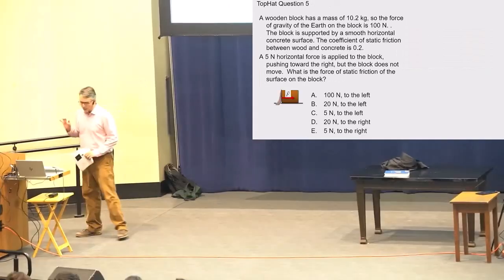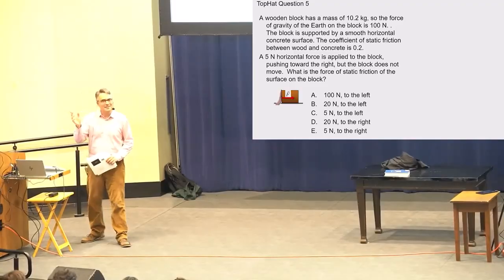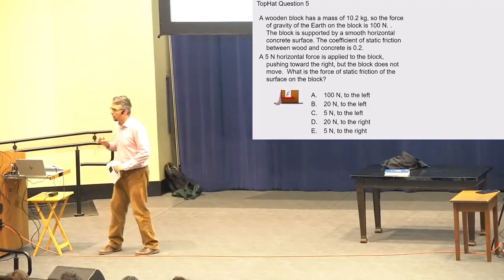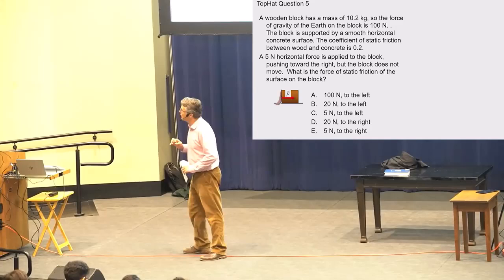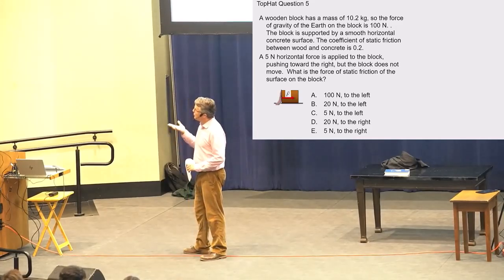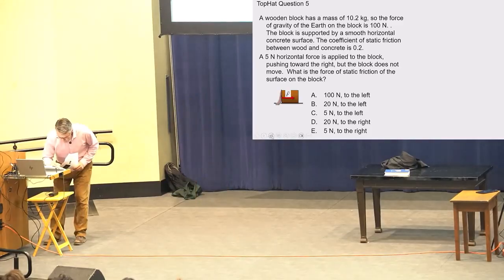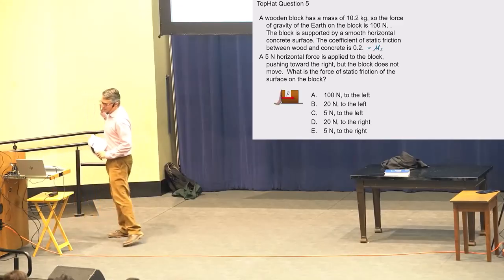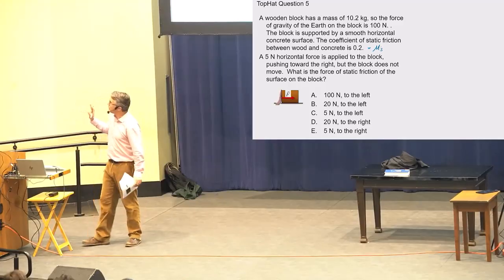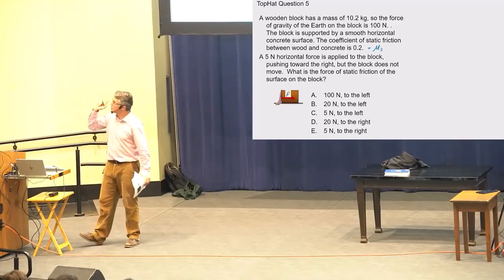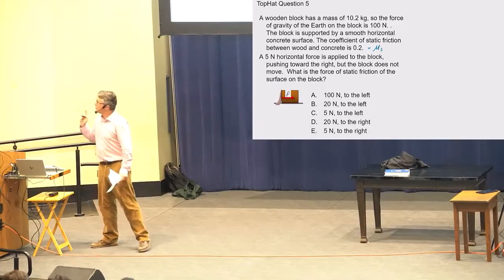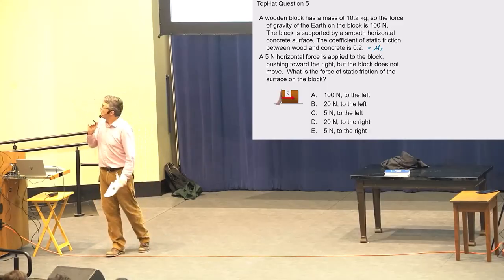It self-adjusts. Again, you've got a wooden block. It's the same thing. It's a 100 newton weight block, so its mass is 10.2 kilograms, conveniently. And it's on a smooth, horizontal, concrete surface. And now you know that the coefficient of static friction is equal to 0.2, which is about twice as big as the coefficient of kinetic friction. A 5 newton horizontal force is applied to the block, pushing it towards the right, but the block does not move. What is the force of static friction of the surface on the block?